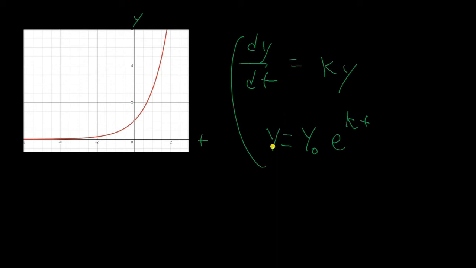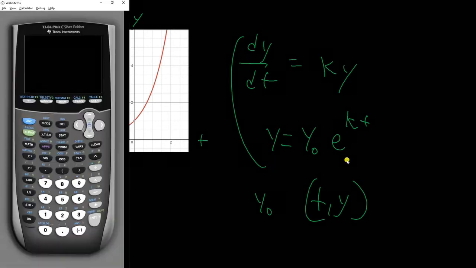For example, you might be given the initial condition, and you might be given a point t comma y, and use that in this equation to solve for k. And if you solve for k and you need to use that k value in a different part of the problem, make sure not to round it. The best way to keep it exact is to store the k value as a variable in your calculator. If you don't know how, I'll show you right now.